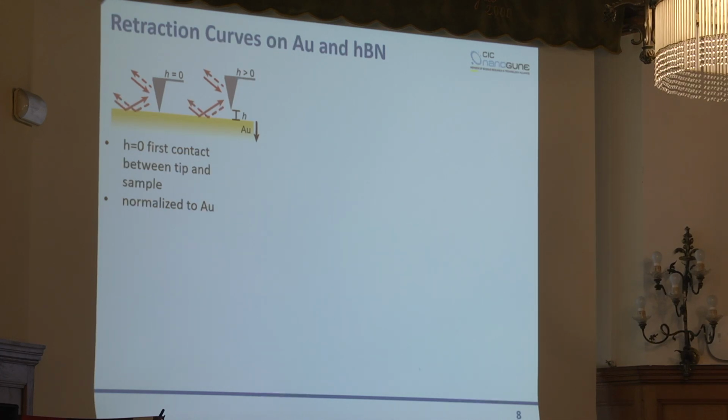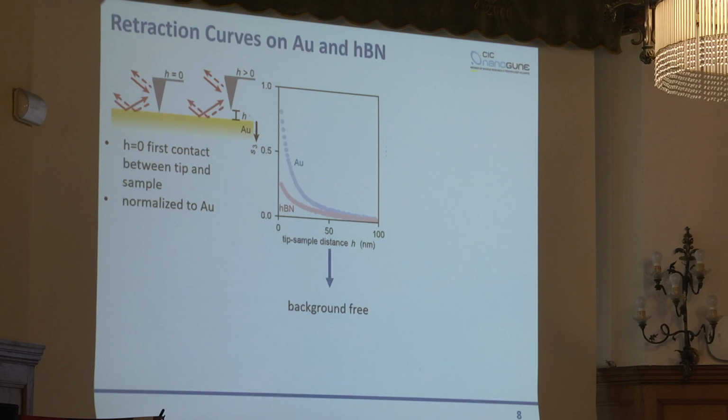And all the data is normalized to the value on gold on first contact, so for H is 0. So this is the measurement. What you can see is, so this is the amplitude, that we have this strong drop of the amplitude within a few tenths of nanometers. So this shows that our measurement really is background-free. And what you can see is that the amplitude we have on the HBN is much lower than the one we have on gold, because it's not so reflecting in this wavelength.